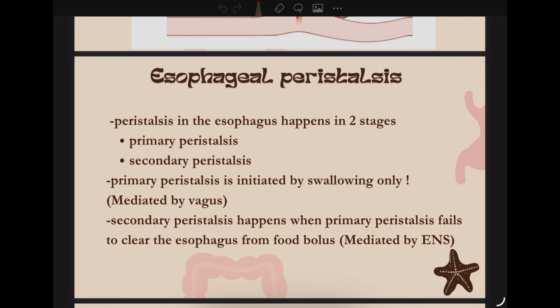Have you ever eaten something and you didn't chew it well, and you felt like it's stuck for a second in your chest, and then you feel it has been pushed down again? This is when the primary peristalsis failed, and this second push down is the secondary peristalsis. And who does it? The enteric nervous system. You remember when it senses the stretch and it does peristalsis? Yeah, this is the secondary peristalsis.